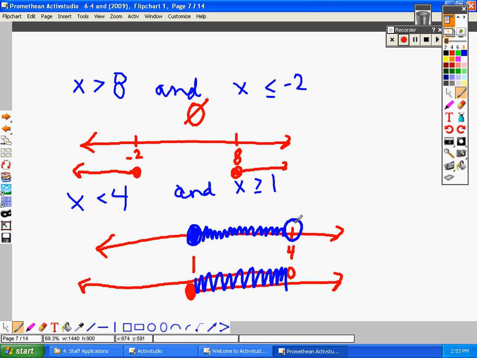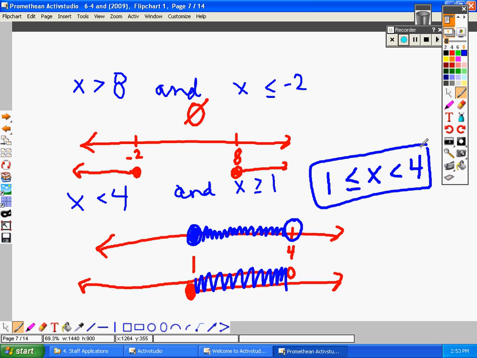And you can write this. We talked about this before. We could pretty much say that x is between and including. We write the smaller number there and the bigger number there. And this would be your final answer. And again, all this is saying is a fancy way of saying this.